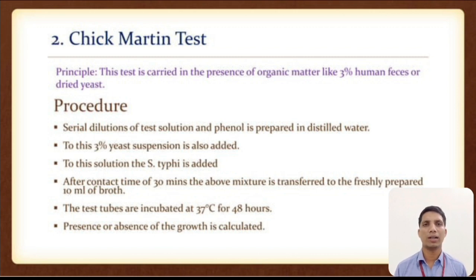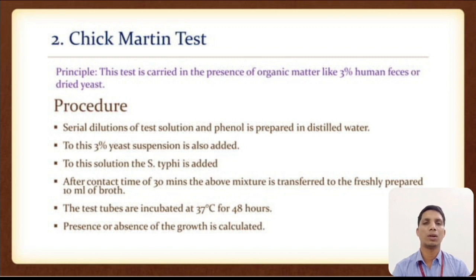The procedure of the Chick-Martin test is that firstly we make serial dilutions of the test solution, and phenol is prepared in distilled water. Serial dilution means dilutions in different concentrations are formed. The Chick-Martin test is also called a modified Riedel-Walker test, because all the procedure is the same, but organic substances are added. The serial dilutions of the test and the phenol are prepared in distilled water at different concentrations in different test tubes, and their concentrations are marked.